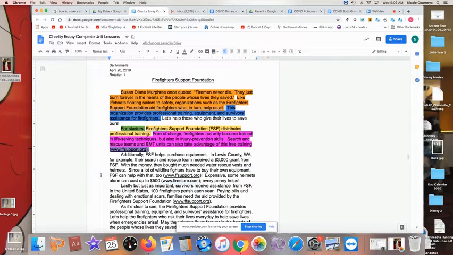Additionally, FSF helps purchase equipment. In Lewis County, Washington, for example, their search and rescue team received a $3,000 grant from FSF. With the money, they bought much needed water rescue vests and helmets. Since a lot of wildfire fighters have to buy their own equipment, FSF can help with that too. Some helmets alone can cost up to $500. Every penny helps. Okay, so what would be your green transition?